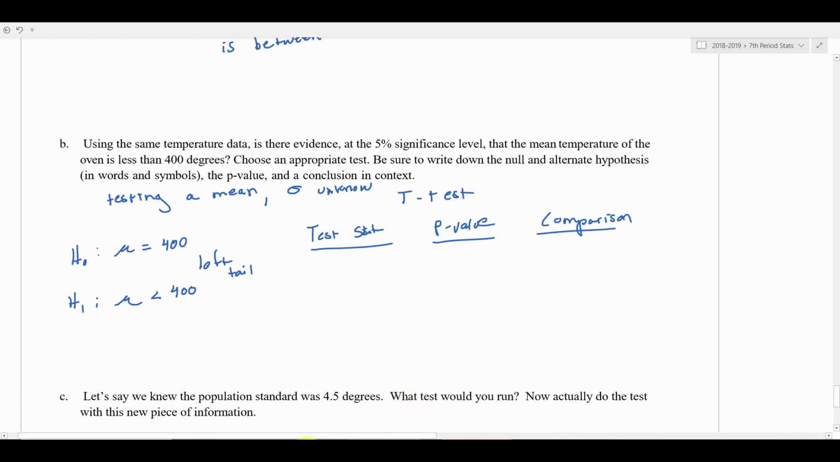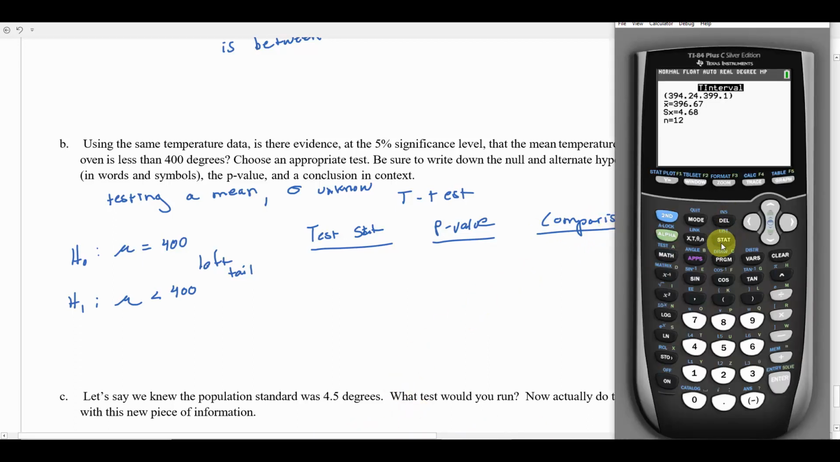Here we go. Let's grab our calculator and let's do this. So you go to stat, go over to the test menu, and t-test is option number 2. And we're going to choose stats again. So our population assumption was that the oven should be at 400 degrees. Our sample mean was 396.67, and our standard deviation was 4.68. All right, so we got a sample size of 12. We're going less than this time for a left tail test, and we're going to calculate.